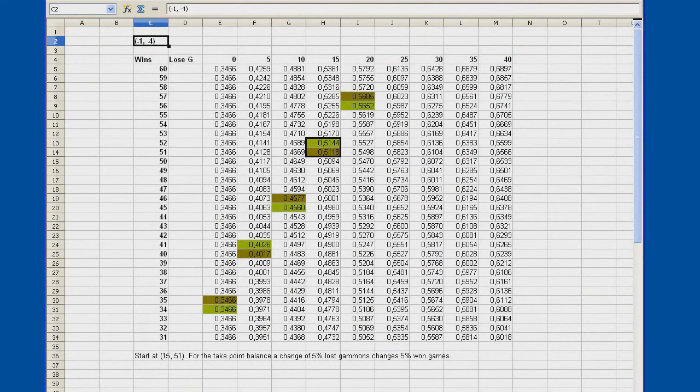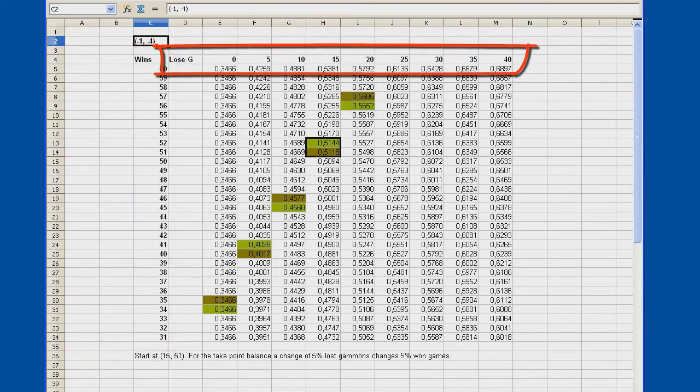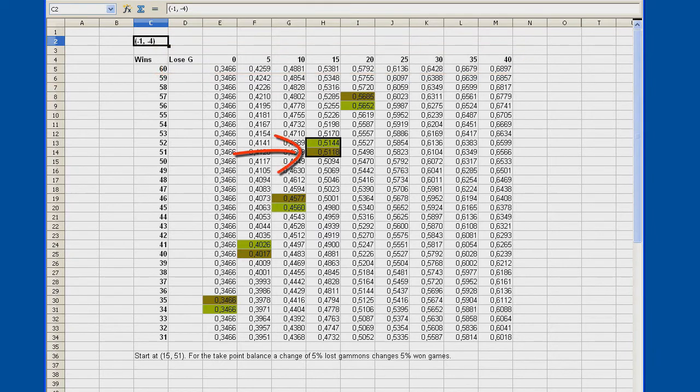I've made a spreadsheet that calculates the take point at need 1, need 4, given my win percentage and my gammon loss percentage. In the leftmost column, we have the leader's win percentage, and in the upper row, we have the leader's gammon loss percentage. The dark green cell marks the take point, and the lighter green cell indicates the closest neighbor to our take point. In the starting position, we win and lose about 15% gammon.